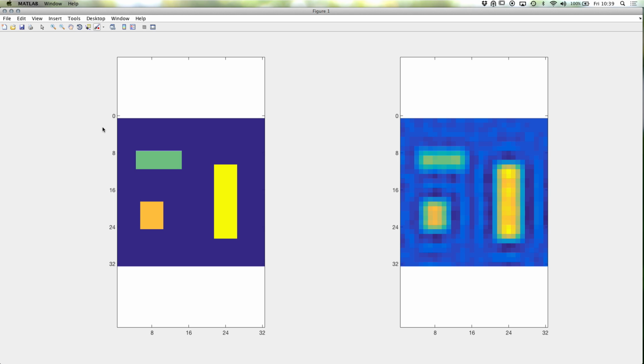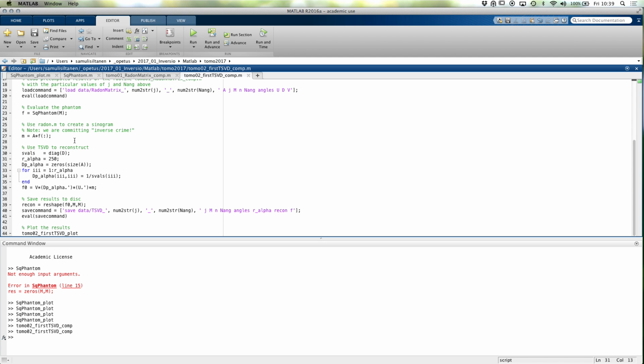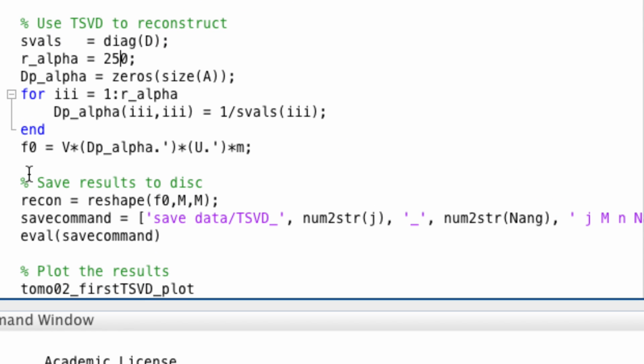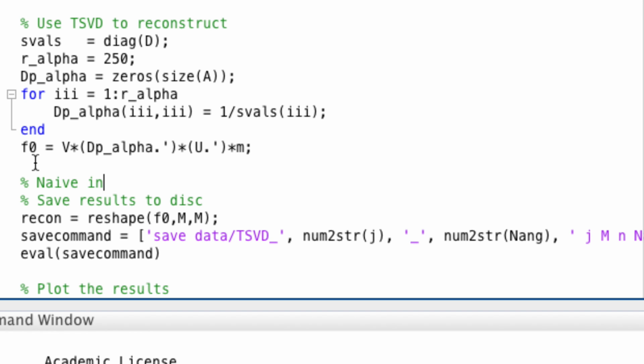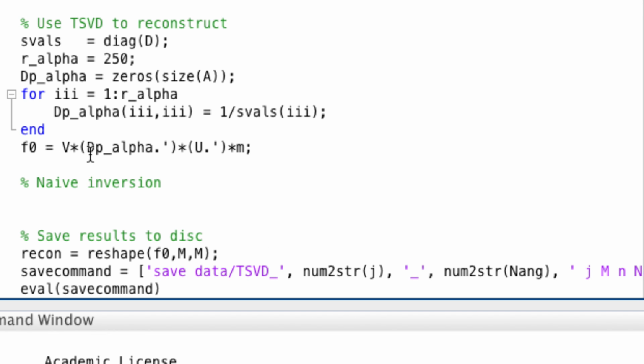No noise here. We didn't have any noise. And I think we could even put here also naive inversion. Naive inversion would be this. Now our matrix A is not square, so we can't do this. It doesn't make sense.